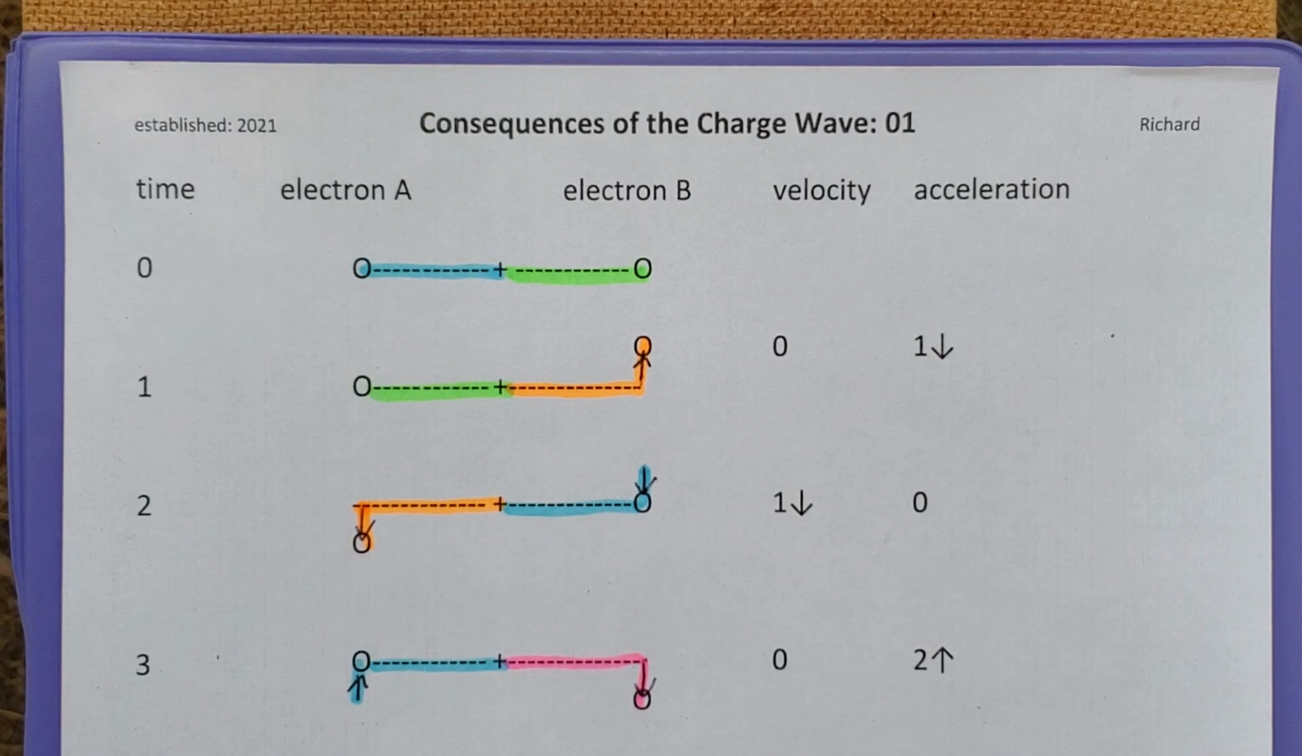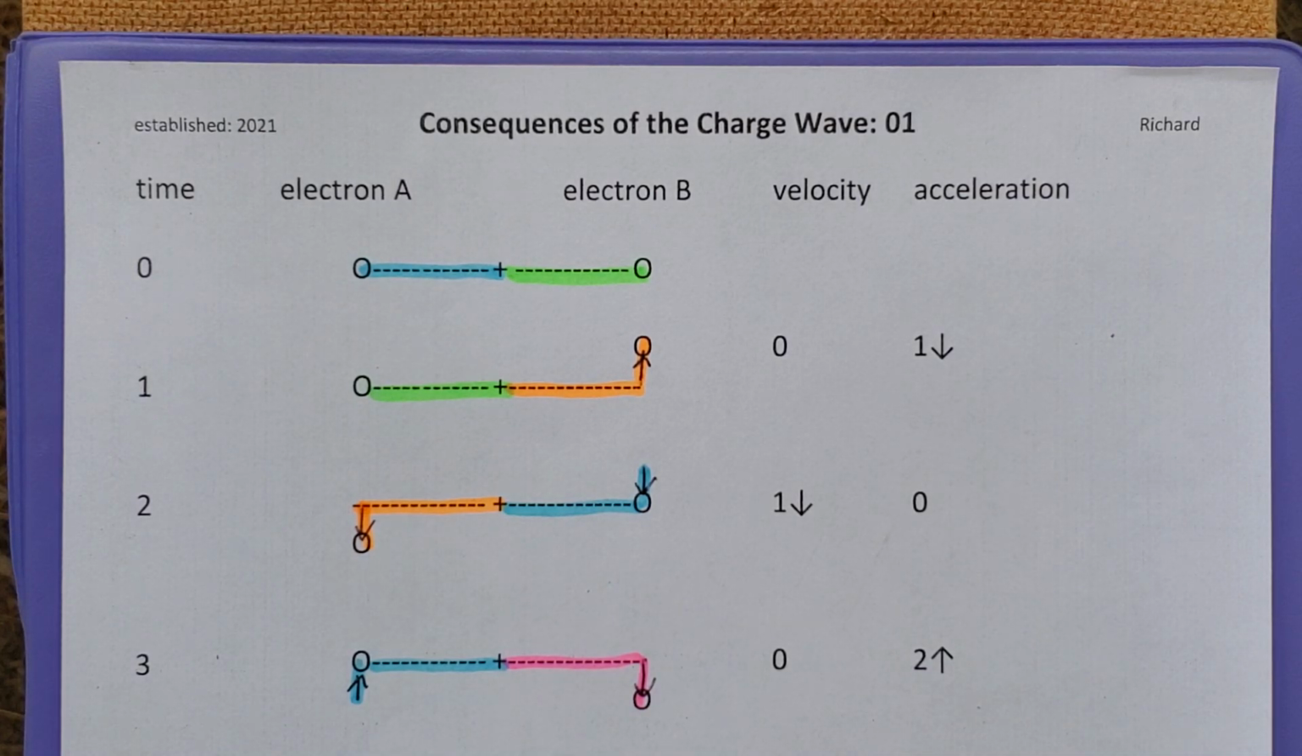I'm going to assume a constant radius and declare a time increment as the time it takes charge to cross the diameter of the helium atom. At time equals 0, both electrons are on the orbital plane, the dotted line. At time equals 1, I'm going to move electron B up 1 increment above the orbital plane, the dotted line, giving it a velocity of 0 and acceleration of 1 down.